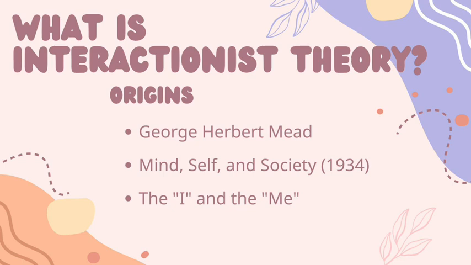He expanded on this idea by adding the social interaction component, highlighting the large role of language and communication. His ideas were most notably published in his book, Mind, Self, and Society, in 1934. In his work, Mead proposed that the self is composed of two parts, the I, the spontaneous individual aspect of the self, and the me, the socialized aspect of the self, shared by others.